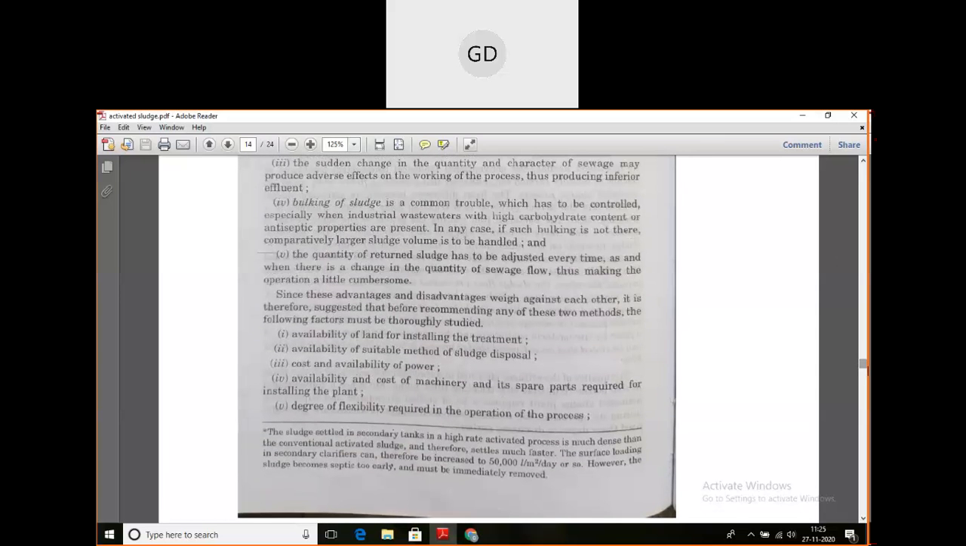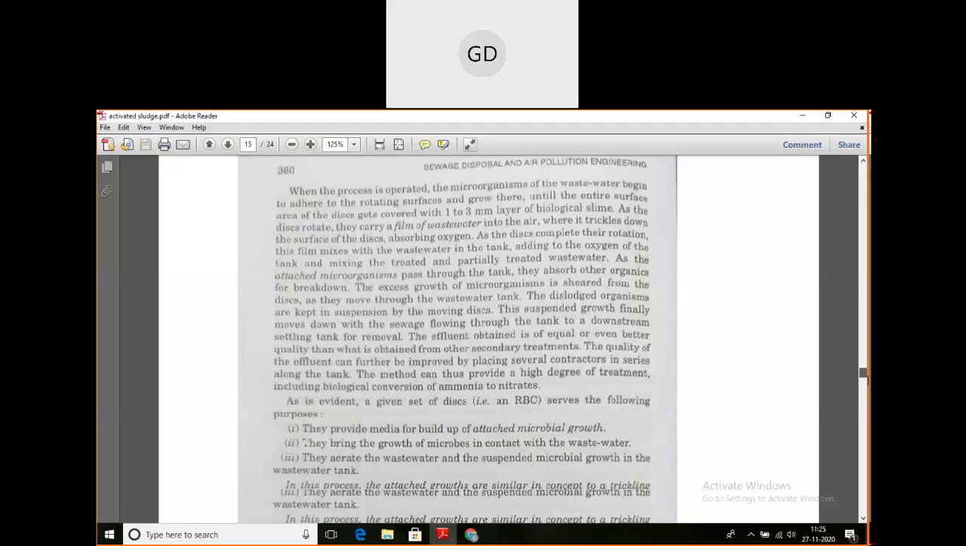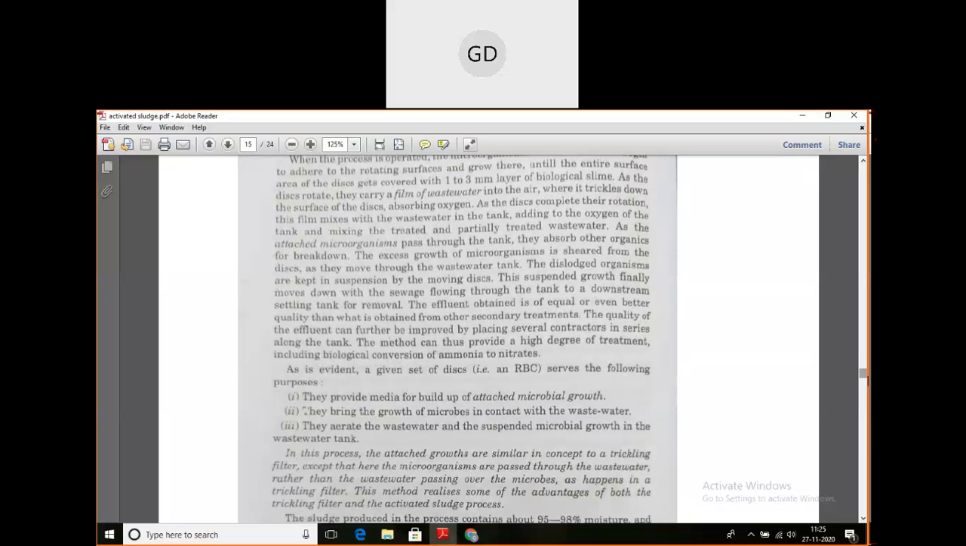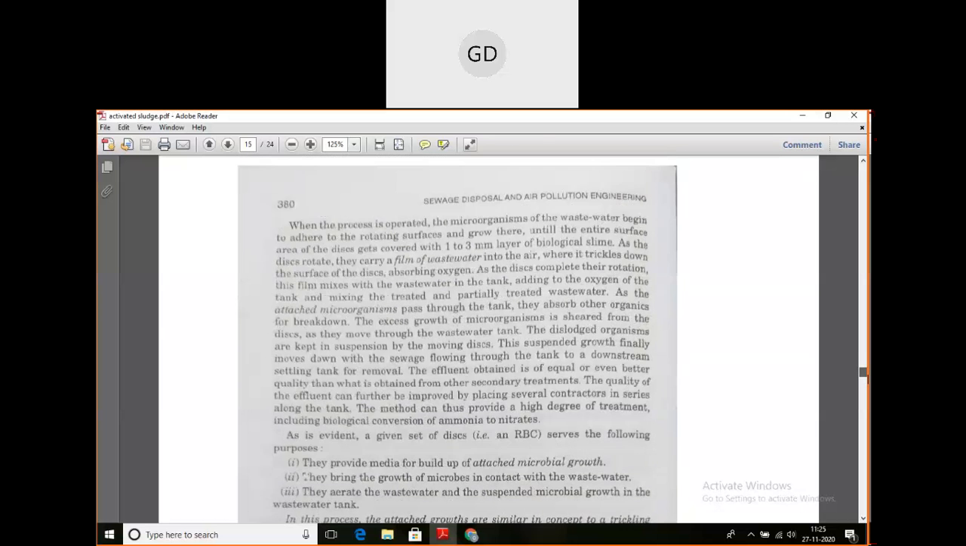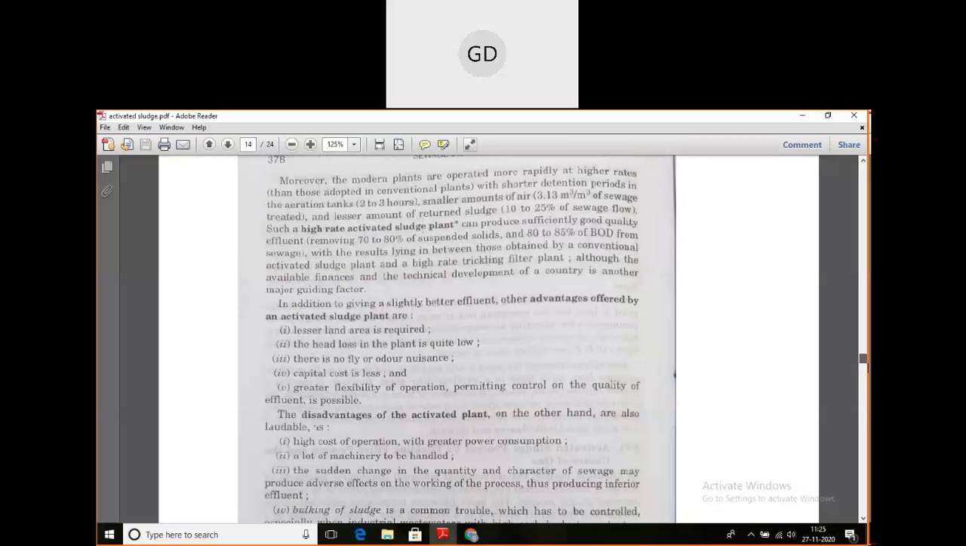Okay, so like this, there are many advantages and disadvantages, and with respect to the trickling filter plant also there are certain advantages and disadvantages. So I would like to show you one video from YouTube, so you see that video and you will understand what advantages the trickling filter plant has in comparison with the activated sludge plant. So you see this video.